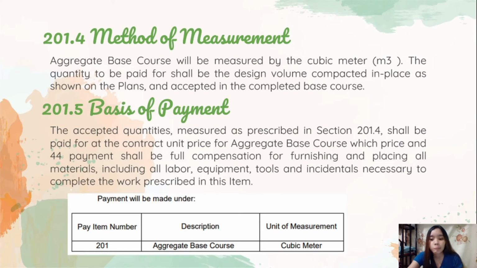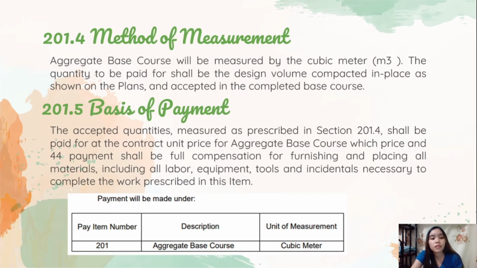Next is the method of measurement. So aggregate base course will be measured by the cubic meter, then the quantity to be paid for shall be design volume compacted in place as shown in the plans and accepted in the completed base course. So it's the same as the base course, no allowance shall be given for materials placed outside the design limits shown in the cross-section. Then the trial section shall not be measured separately but shall be included in the quantity of the aggregate base course.